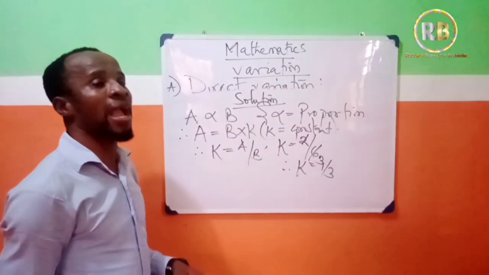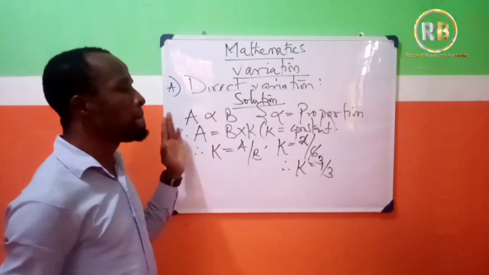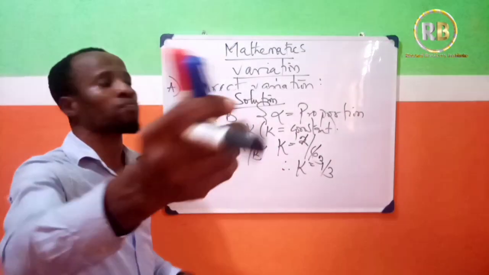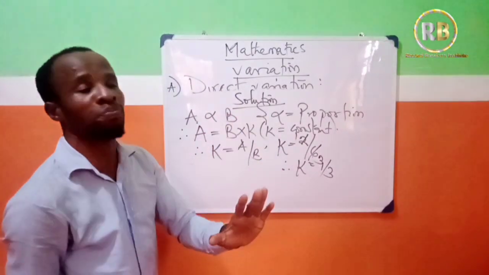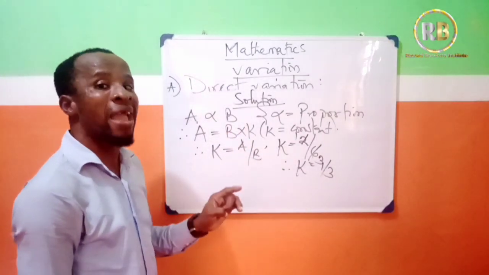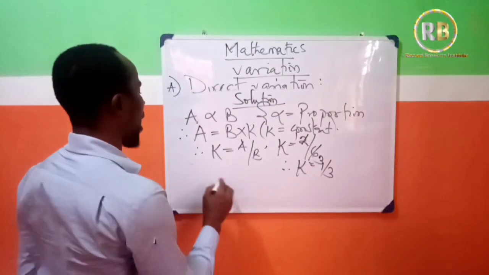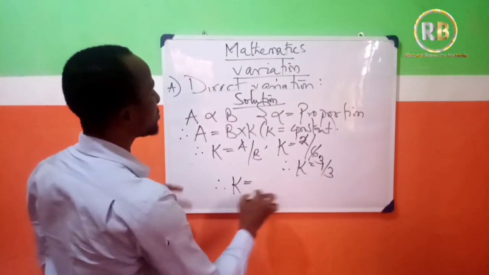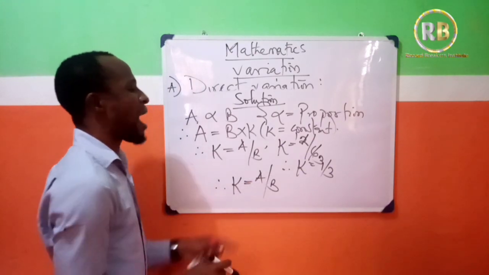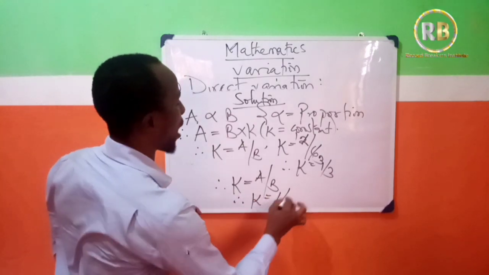Now, as I said earlier, the number one question asks us to show the relationship between both variables, A and B. Now, class, whenever you are asked to show the relationship between variables or to show the formula connecting variables, it means you make K the subject of the formula. Whenever K has been made the subject of the formula, it means you have been able to show the relationship between both variables. And for this reason, we are able to find the value of K as 1 over 3.